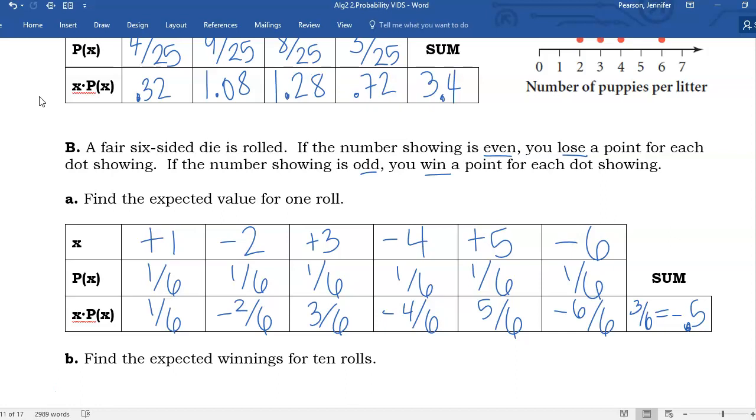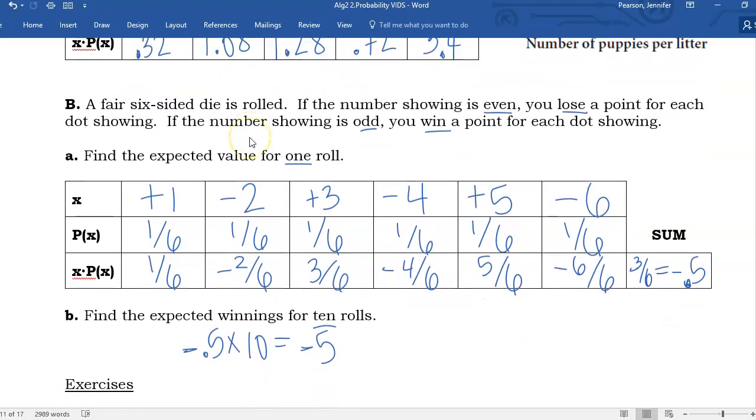That's for 1 time. If I play this game 10 times, I just have to multiply that by 10. So that's lose half a point each time times 10 times, lose 5 points. So let's pretend it costs you $1 to play this game. After playing 10 times, sure, maybe you won 5. Sure, maybe you won 3. But on average, you would lose $5.